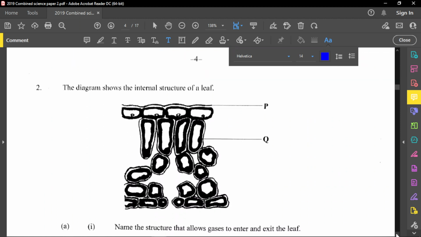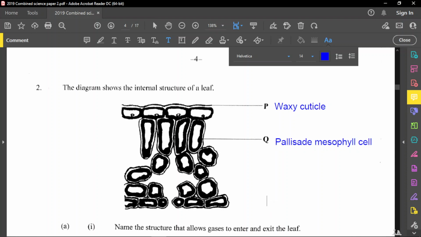Now, for question number 2, this diagram shows the internal structure of a leaf. So this is a leaf structure question. They point out 2 structures on this leaf, P and Q, and we can quickly label them. P is the waxy cuticle, the uppermost part of the plant, the outer covering of the plant. And Q is the palisade mesophyll cell. All right, so that's what it is.